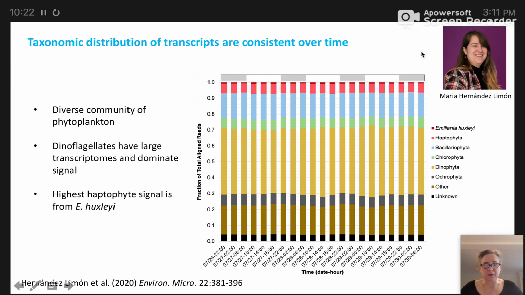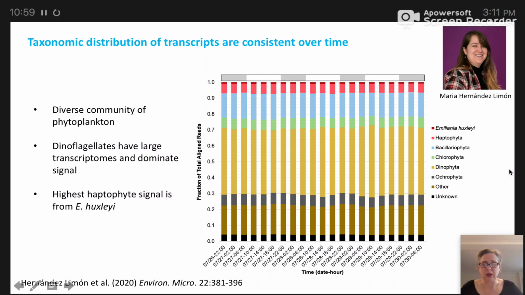Just to orient you for this and future plots, the gray bar means we sampled at nighttime. The white bar means we sampled during the day. And so over time, you can see a very consistent presence of these taxa across time. We detected a diverse community of phytoplankton. The signal was dominated by dinoflagellates in this yellowy color because they have large transcriptomes. And in fact, the highest haptophyte signal, so the dominant signal within the haptophytes, was from E. huxleyi.